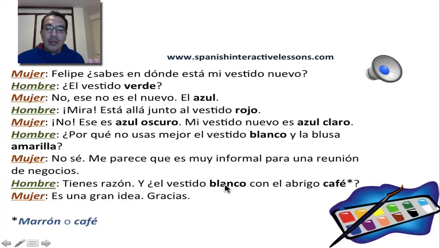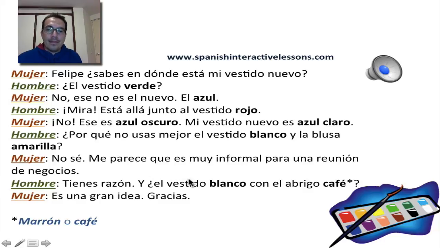And the white dress and the brown coat, y el vestido blanco con el abrigo café, and the woman thinks that is a great idea, and she says, es una gran idea. It is a great idea. And she says, thanks, gracias. Okay, so now that we went over the conversation, hopefully you will understand it almost completely. So please listen to it again.